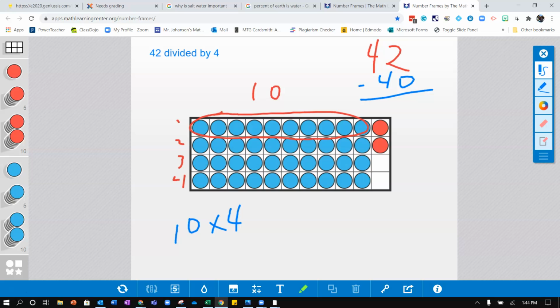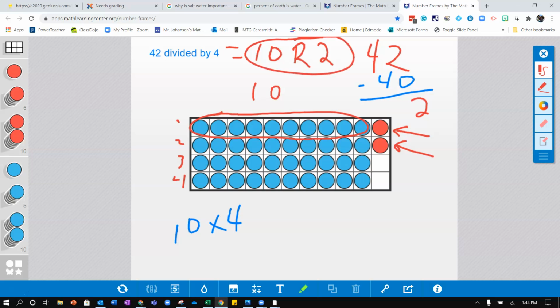So how many do I still have left to deal with? Well, I have 2, and those 2 are the red ones, and I should have written that in red. Those 2 left over is that one there and that one there. 42 divided by 4 means that each group gets 10 with a remainder of 2. That would be your answer.